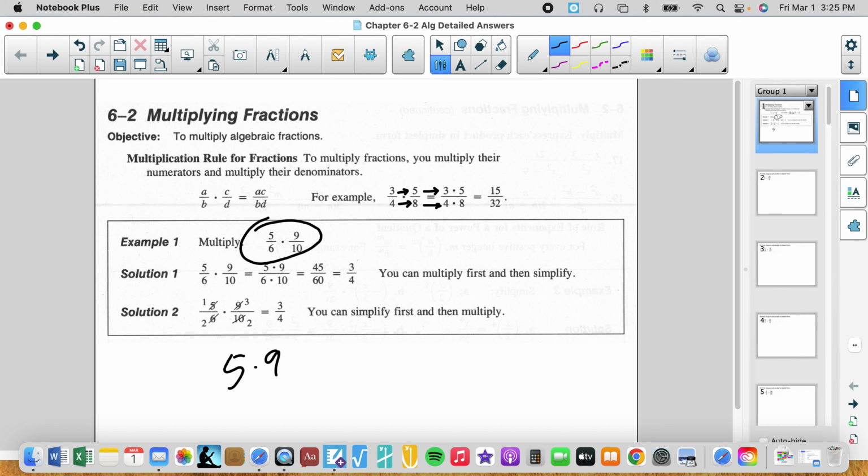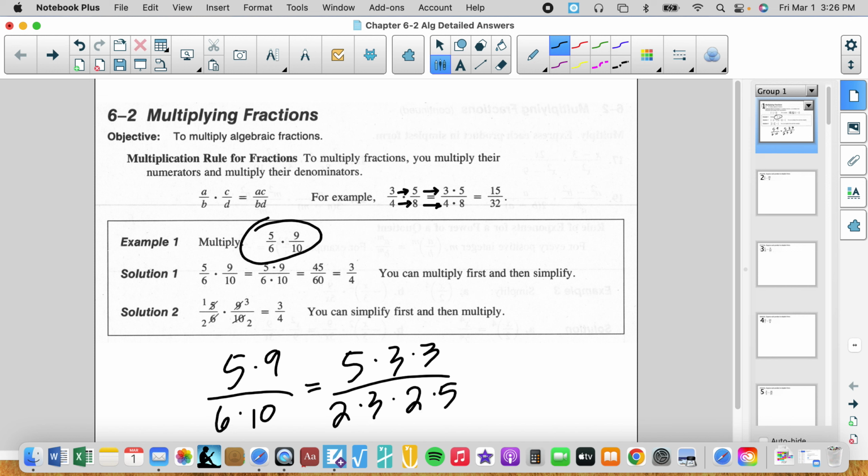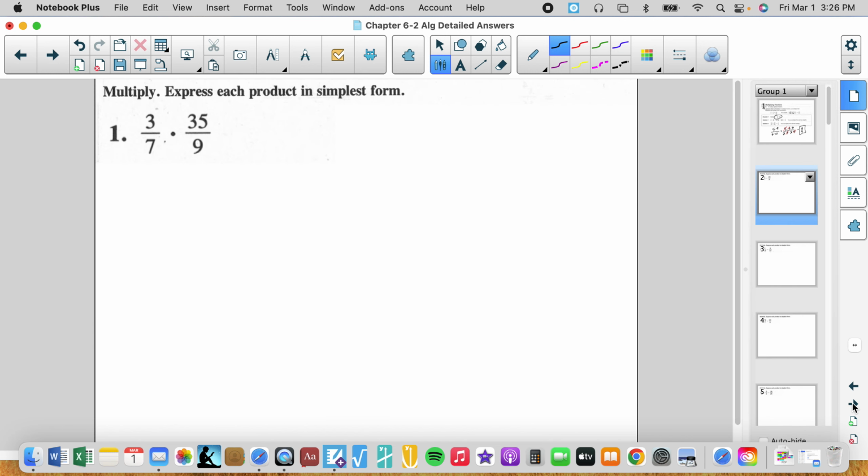5 times 9 over 6 times 10, and 5 times 9 is broken down to 3 times 3. 6 is 2 times 3. 10 is 2 times 5. So we can see its prime factors, which will cancel, and then we are left with 3 over 4, 3/4. And that's really what we're doing. We're going to do the same thing when we have variables in there.